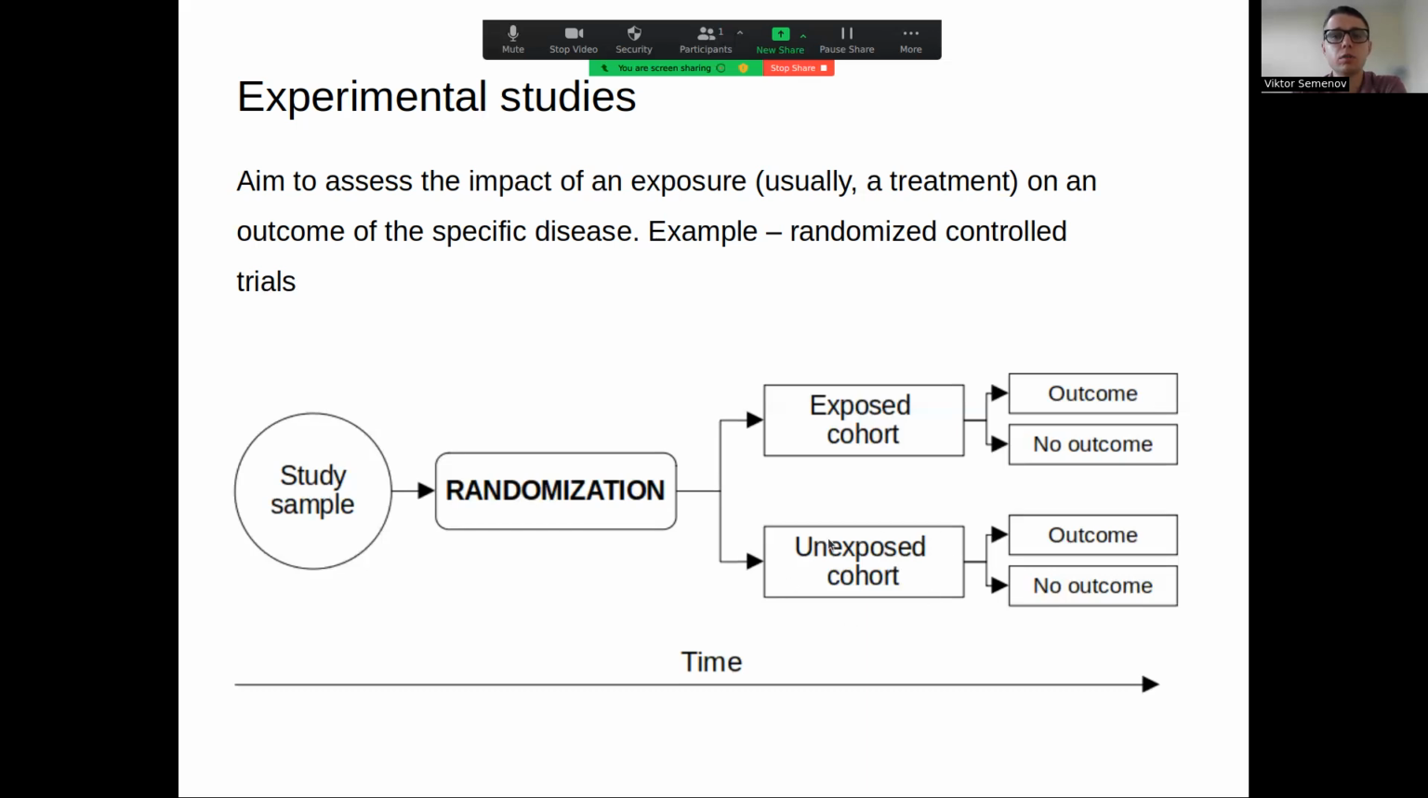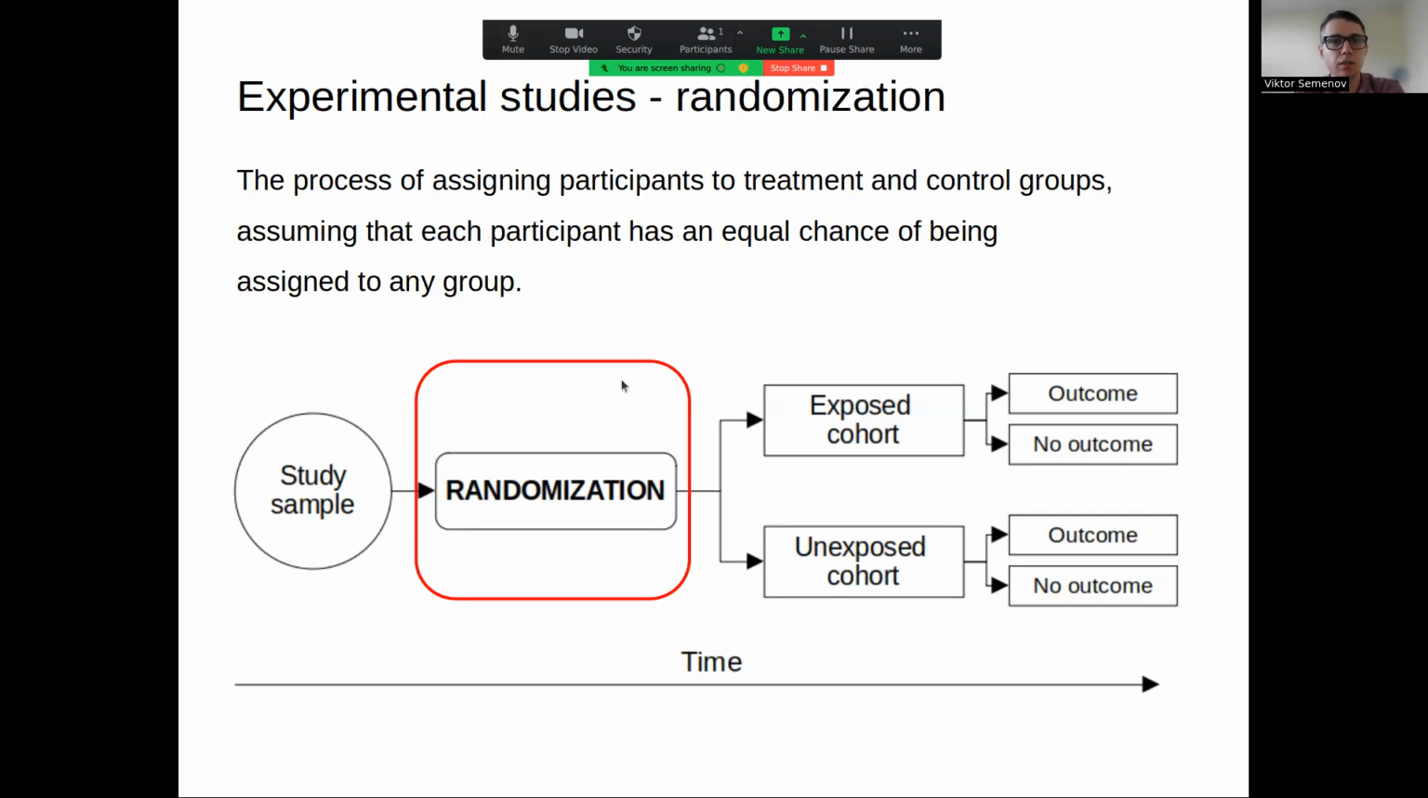And there will be some cohort of people who will be treated exactly the same as the exposed cohort, only without statins. So they will be the same, but not treated with statins. And we will also calculate how many of them will develop myocardial infarction and how many will not. So the logic is pretty similar to a cohort study, but with the difference that we decide who will be exposed and who will not. Why do we need this randomization? Randomization is a very important process of the randomized controlled trial. Why?